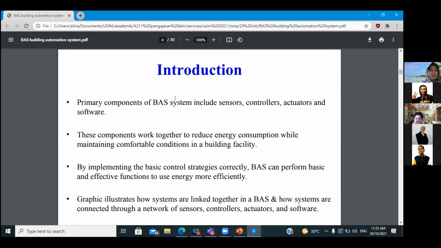Okay, the primary components of a BAS include sensors. That's why I like to work with engineers, because they talk about sensors, controllers, actuators, and software. Don't tell me that architects only draw, because we can still communicate with engineers. Maybe you say, I want to join FST because I want to do the sensor. Of course you can do it in this subject, but of course, the most important thing is the drawings.